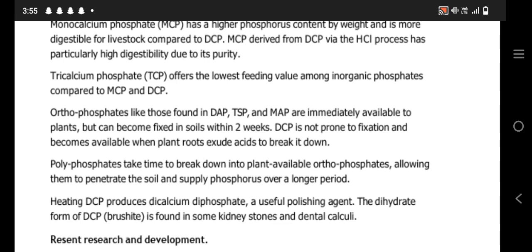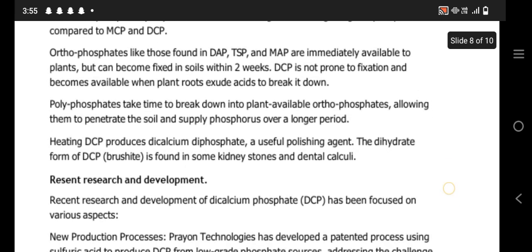Heating dicalcium phosphate dihydrate produces dicalcium phosphate anhydrous, a useful polishing agent. The dehydrated form of dicalcium phosphate, brushite, is found in some kidney stones and dental calculi.